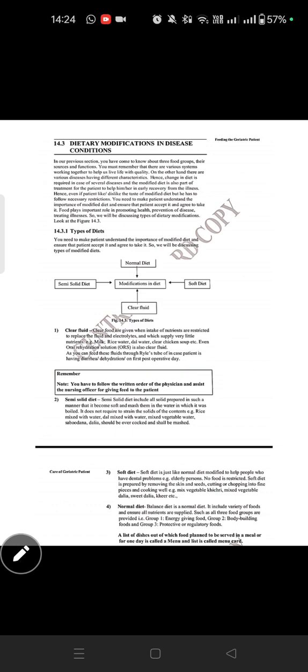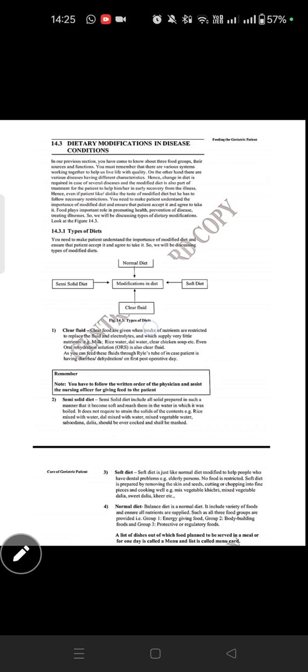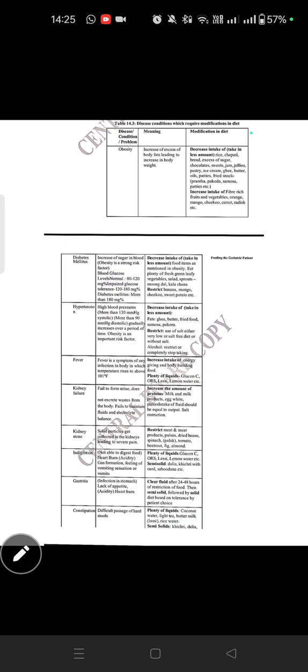Normal diet means it's a balanced diet. You can take any energy-giving food, then body-building foods, protective and regulative foods and all. Then what are the modification diets for each condition? Obesity: increased body fat from lack of exercise leads to increased weight. So decreasing intake is important, so we can take rice or chapati, bread like this. Then increase intake of fiber-rich food and all.